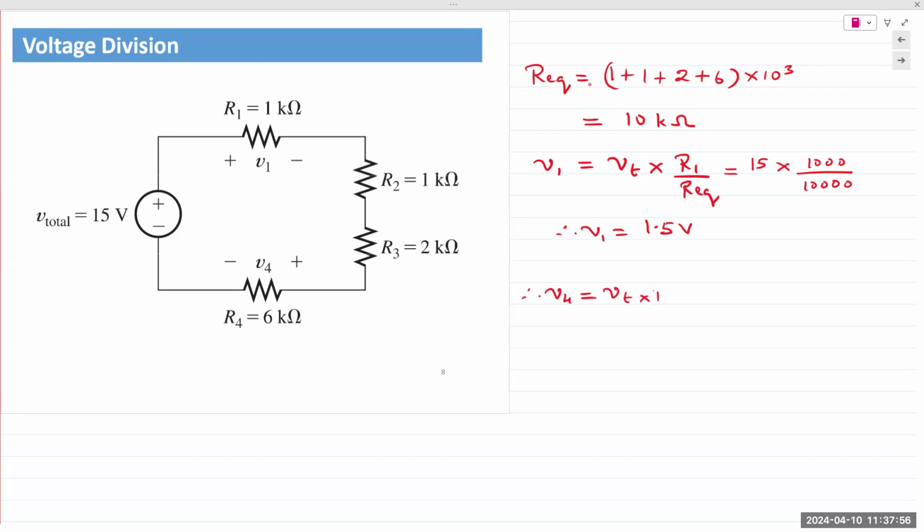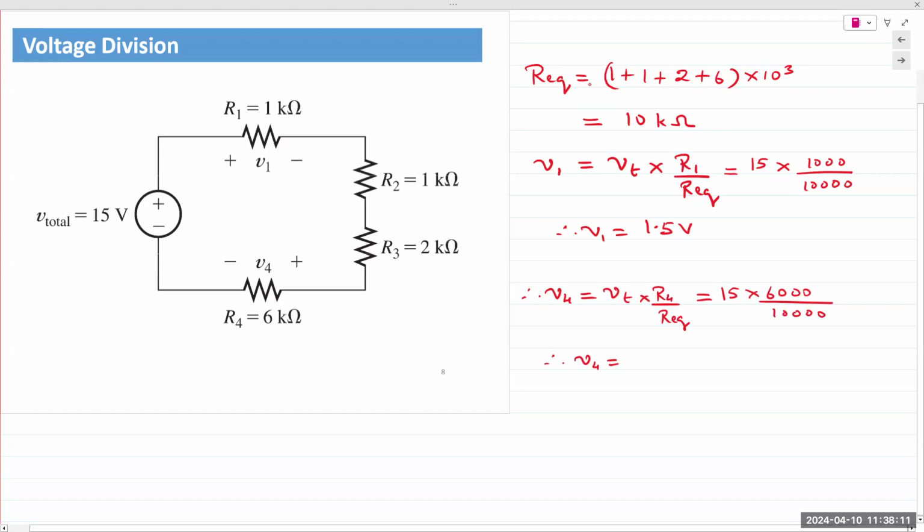V4 similarly is VT times R4 over REQ. 15 times... How much is this without using your calculators? 15 times 6 is 90, divided by 10, 9 volts. And of course, when you apply KVL, you will see it's 1.5 plus 1.5 plus 3 plus 9, which gives us 15 volts.